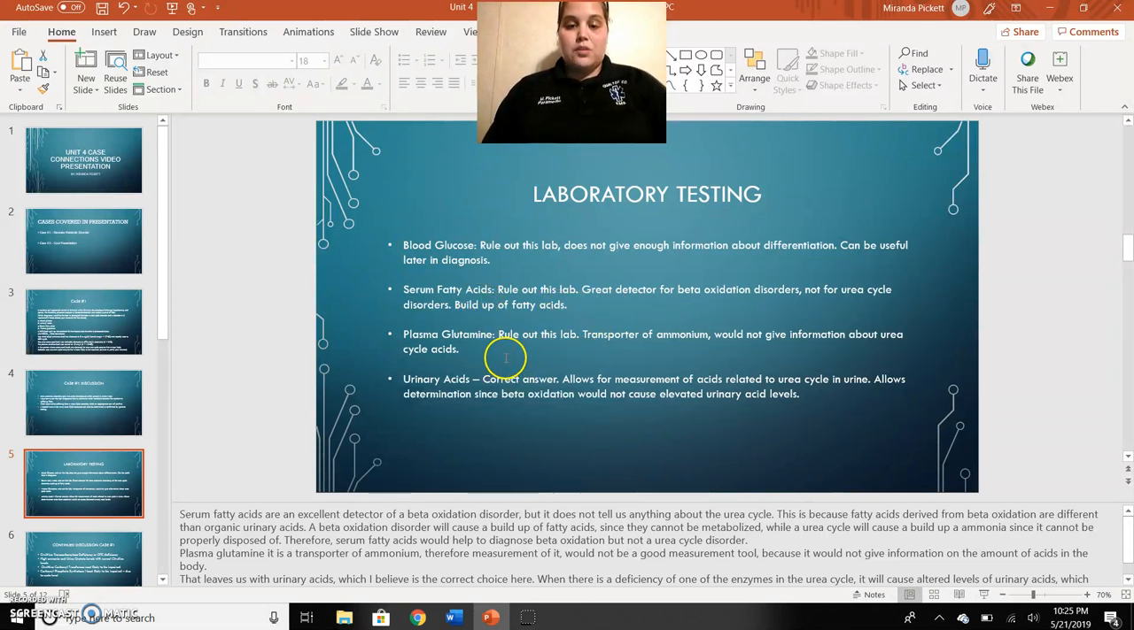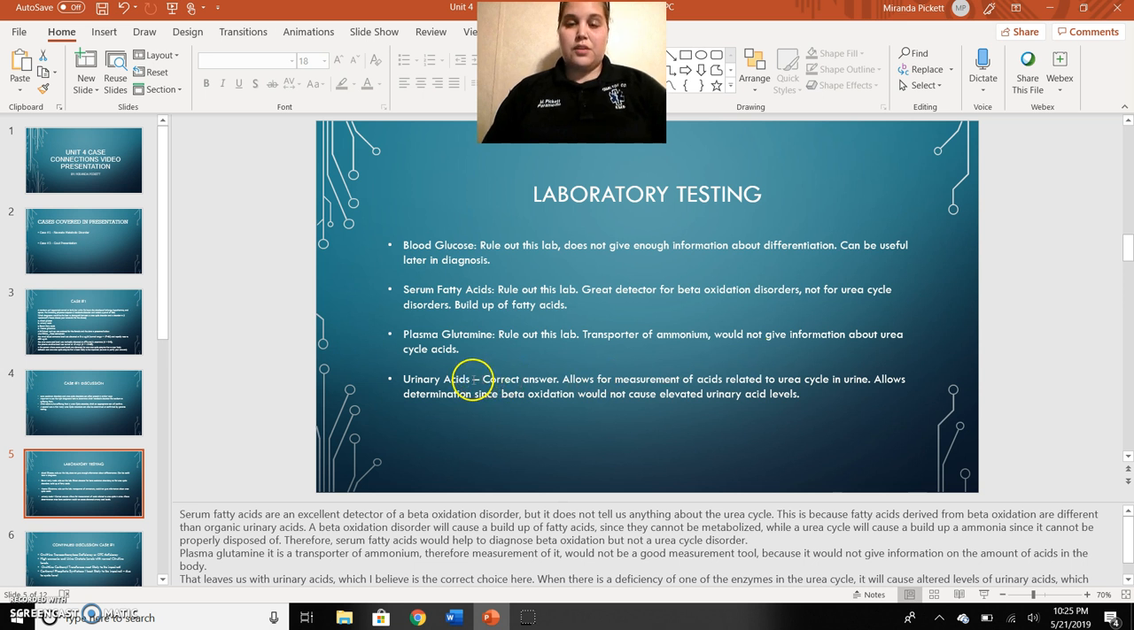Plasma glutamine, we're going to rule this one out as well because it's a transporter of ammonium. So it's not going to give us any information about urea cycle acids. It's only going to give us information about the level of ammonium that's being transported.